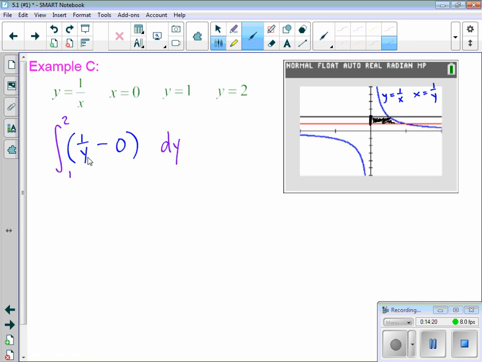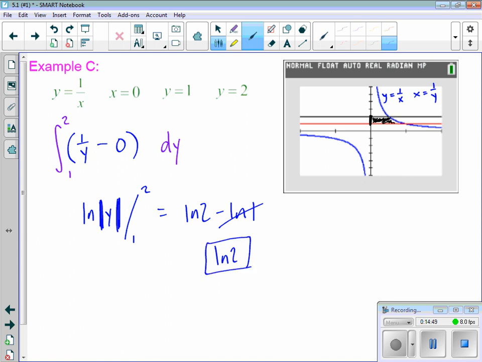Okay? And then taking the antiderivative of 1 over y is just what? Natural log of the absolute value of y. Here it's not going to matter with absolute value symbols because they're positives, but you have to be careful of that because sometimes you don't have positives here. And then we got natural log of 2 minus natural log of 1. Natural log of 1 is 0, so we just get natural log of 2 for an answer.